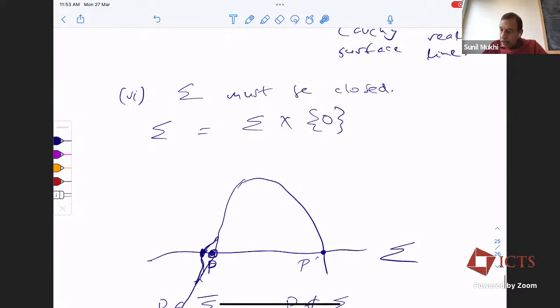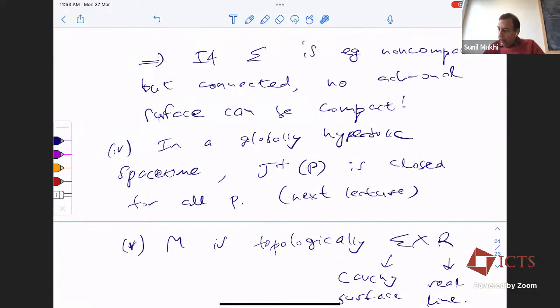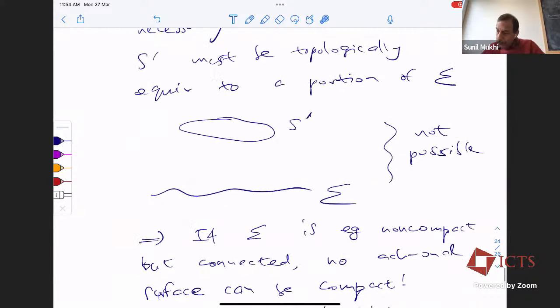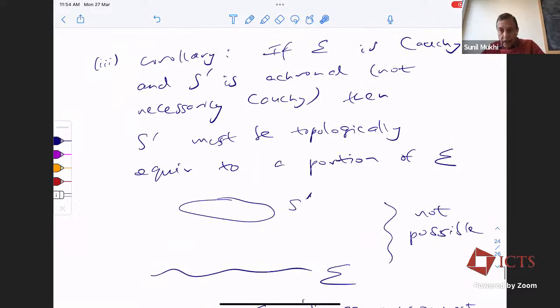Now, Pawan, I did not understand corollary 4. J plus of P is closed for all P. A-chronal circle in Minkowski. How is it connected with corollary 4? J plus of P is the causal future of P. Not 4. Sorry, then which one? 3. I think you meant 3, Pavan. Yeah. And the question is, why can't I have an a-chronal circle in Minkowski spacetime?